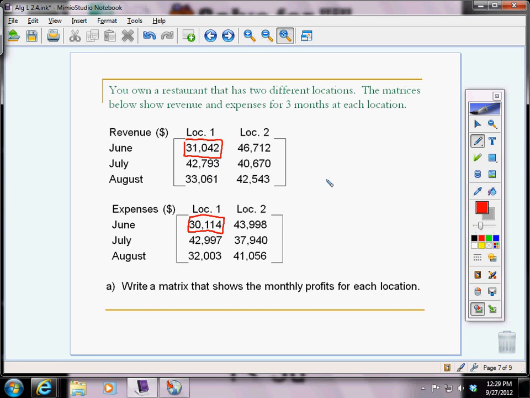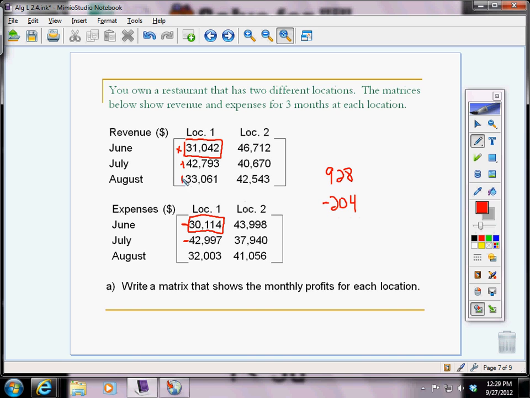Well, we've got to think a little bit harder about this one. If it's a revenue, it's positive. But what happens when it's an expense? If it's an expense, that means it's coming out. So be careful when you're not just adding the entries together, but you're actually thinking about what they mean. So in this case, we're going to add 31,042 to a negative 30,114. And when you do that, you get 928. The same thing is true here for July. Our revenue was 42,793. Our expenses is a negative 42,997. When you add these two together, you get a negative 204.